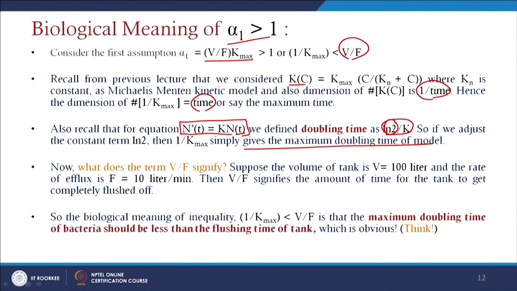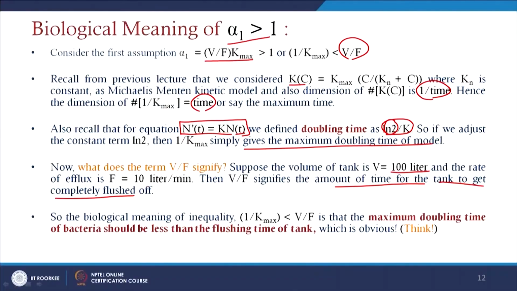If we visualize V by f in a physical sense, suppose we consider a tank containing 100 liters of this concentration, and the rate of efflux f is 10 liters per minute. Then V by f, the total volume over the flux out, is a ratio which signifies the amount of time for the tank to get completely flushed out. This means that if the total time required to flux out everything has passed, then the culture cannot grow there.